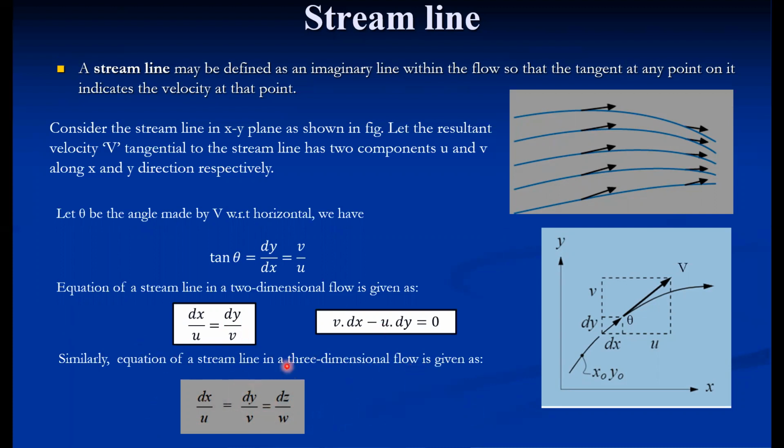There are a few problems in which the velocity distribution is given, that means the x, y, and z components of velocities are given. In that case, we can estimate the streamline equation in this particular form.